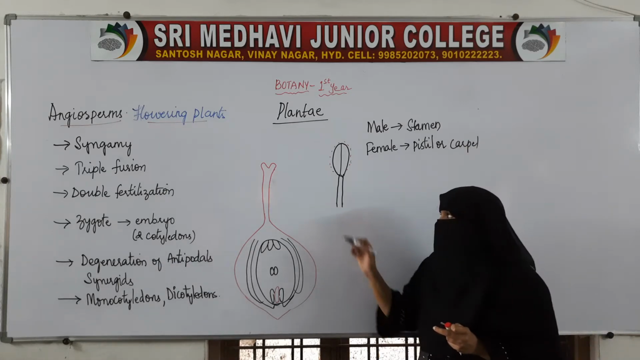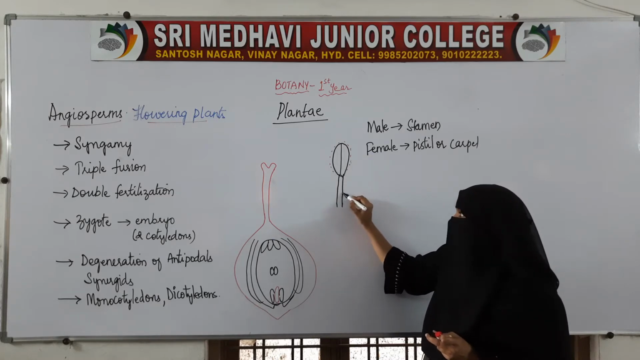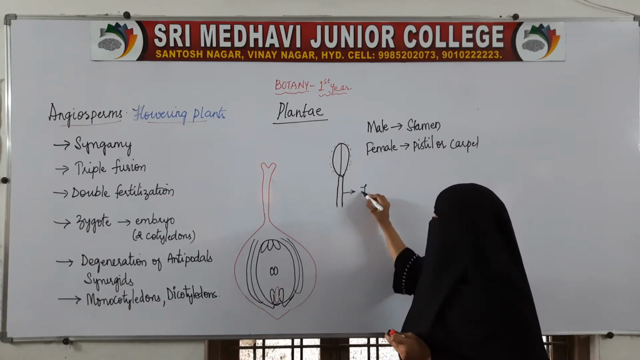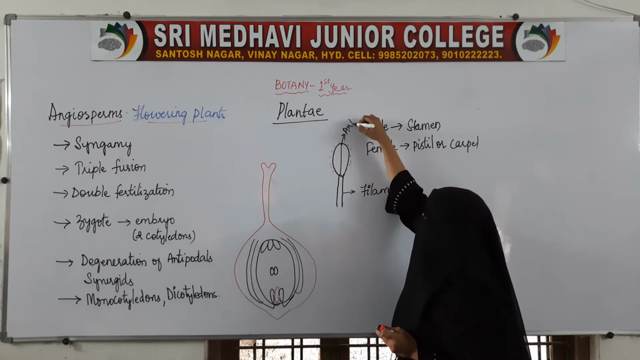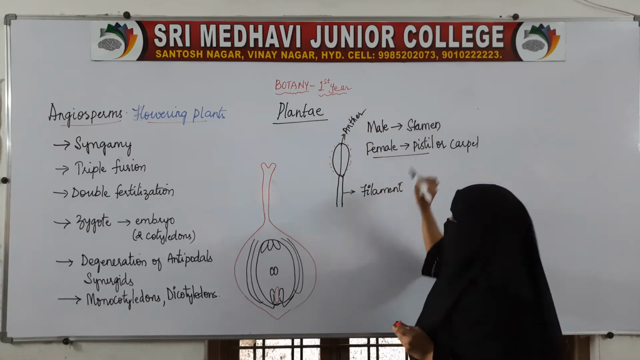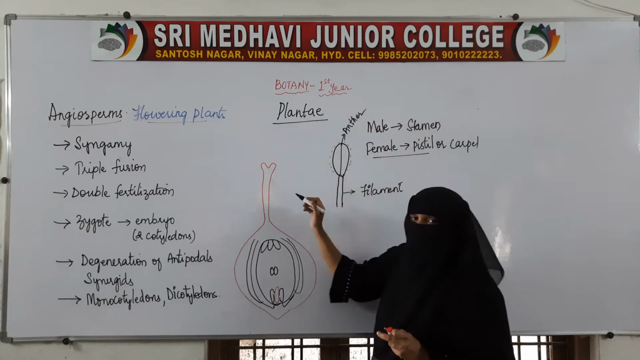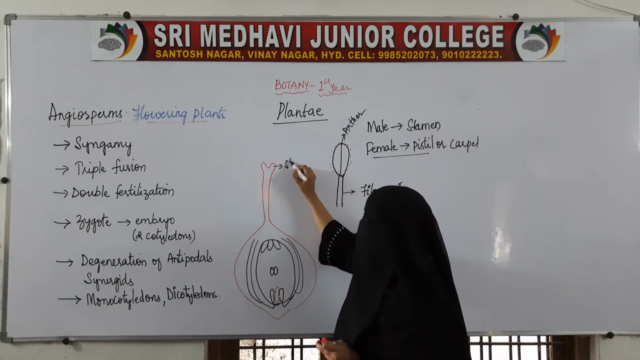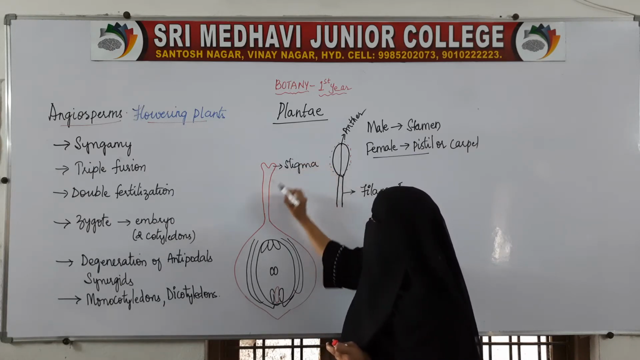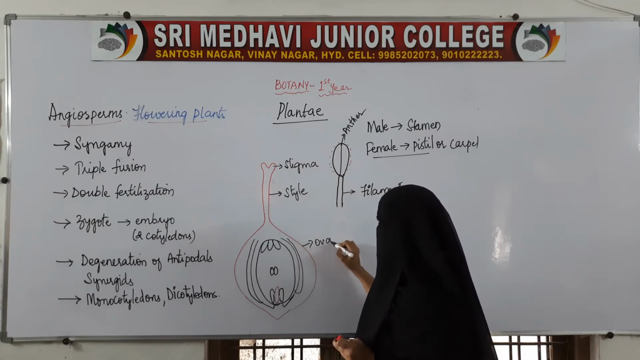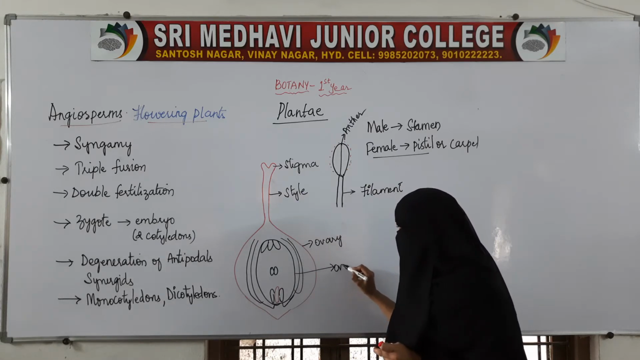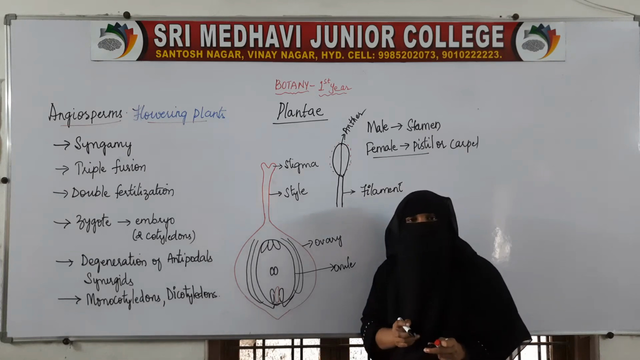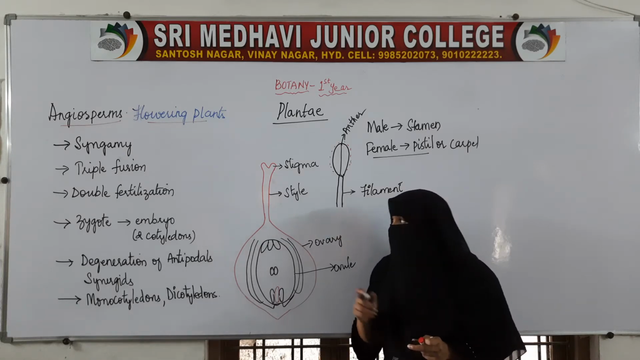We have seen the structure. Each stamen consists of two parts. This is the bottom part which is called the filament, which is tube like, and this is the head part which is called the anther. And we have seen the structure of the pistil. Here it consists of a head, that is called the stigma. This is called the style, and this is the ovary. Inside the ovary, ovules will be present.